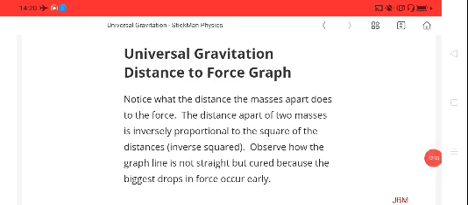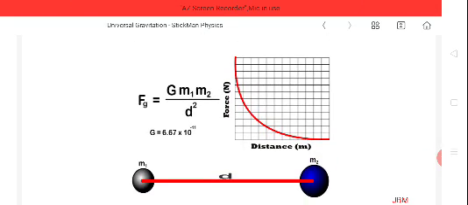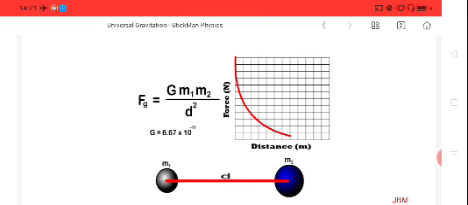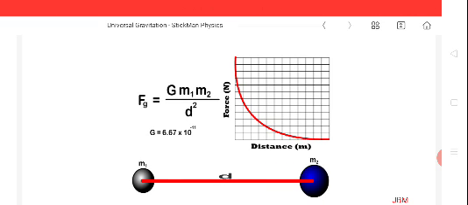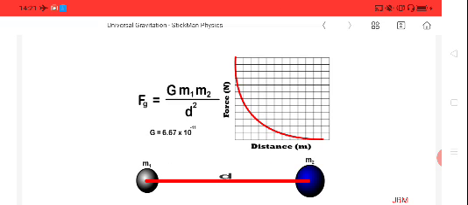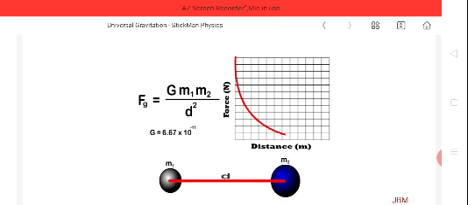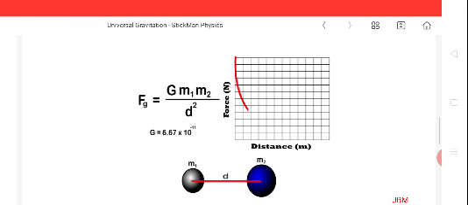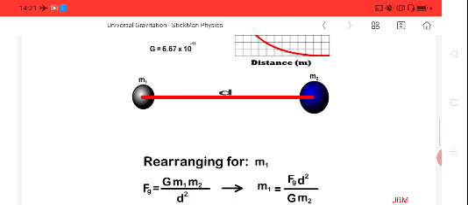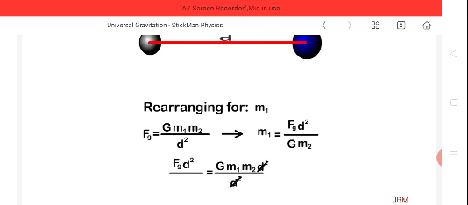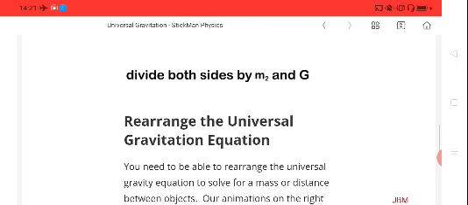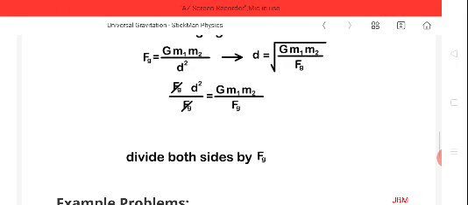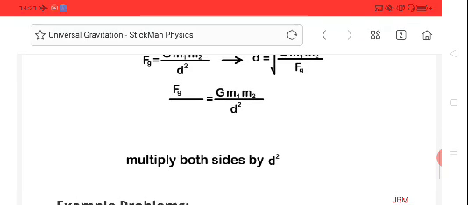Let us see the universal gravitational distance to force graph. This is the type of graph. If we plot a graph between force and distance, as I was right now discussing, as distance increases, the gravitational force of attraction decreases, and vice versa. So if we plot a graph between the value of distance between the two masses m1 and m2 and the value of force, then this is the type of graph that is going to be obtained. We can do a little bit of rearrangement and obtain different expressions for masses. In this manner, we can obtain different expressions for distance and mass.